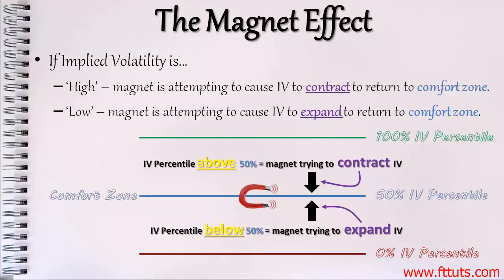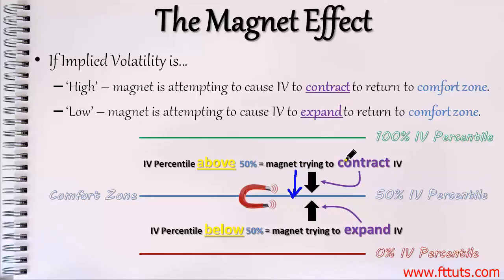So if it is high, then our magnet is attempting to cause IV to contract to return to its comfort level. Again, high is above 50. So if it's above, then this magnet is trying to bring it back down. I want to get back into the comfort zone. So it's going to contract it. It's got to get smaller in order to get back down there.